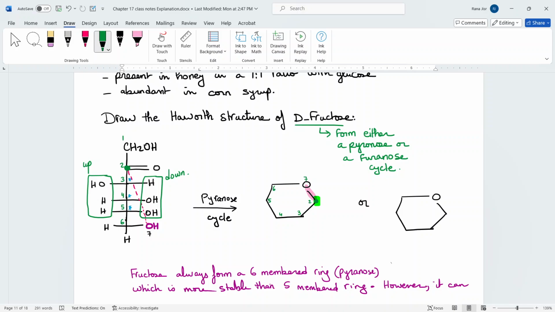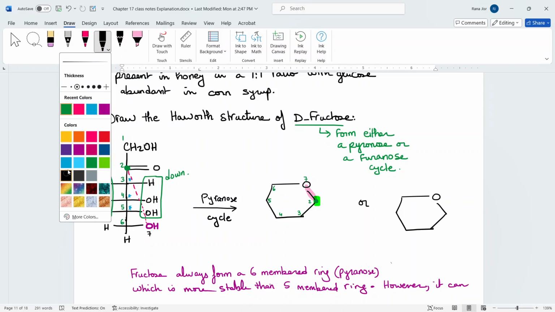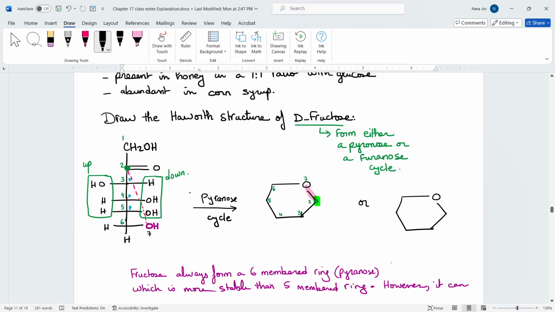So on carbon number 3, I have my OH pointing up. Let's change this color, make it black. So I do have my OH pointing up on carbon number 3. On carbon number 4, I do have my OH pointing down. On carbon number 5, I do have my OH pointing down as well.